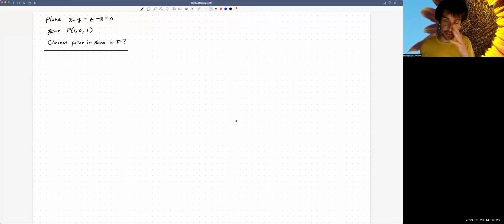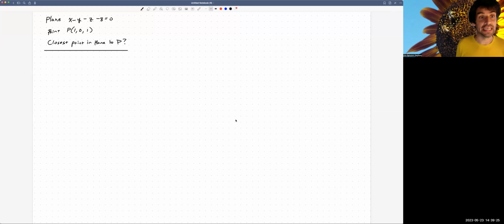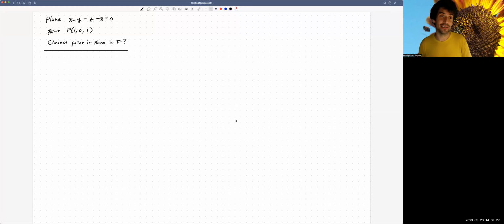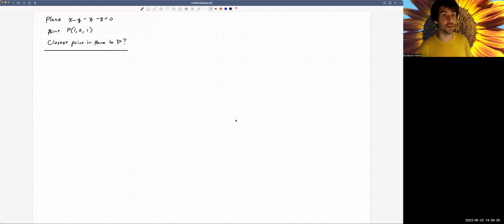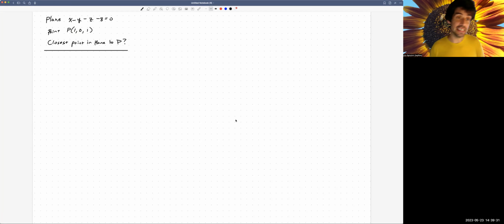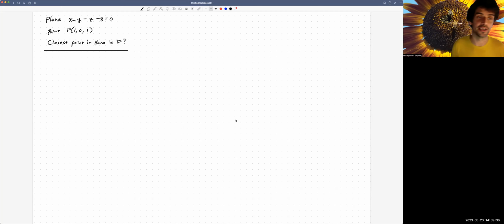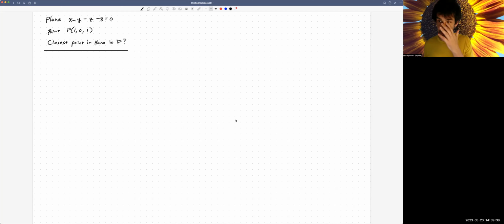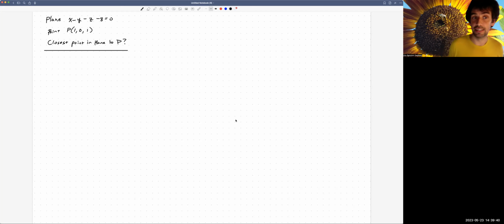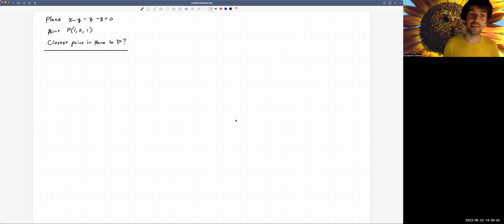So the first thing to do is understand the situation, right? We're given this plane, x minus y minus z minus 8 is equal to 0. And this point P, (1, 0, 1), which is not in the plane, right? It's quick enough to see that it's not in the plane. And we want to know what point in the plane is closest to this point.